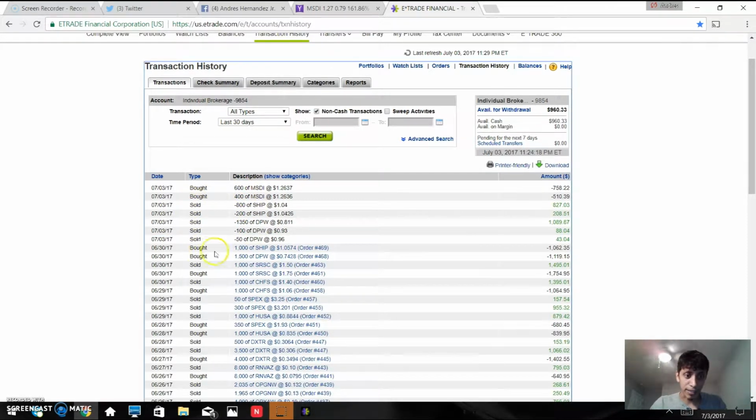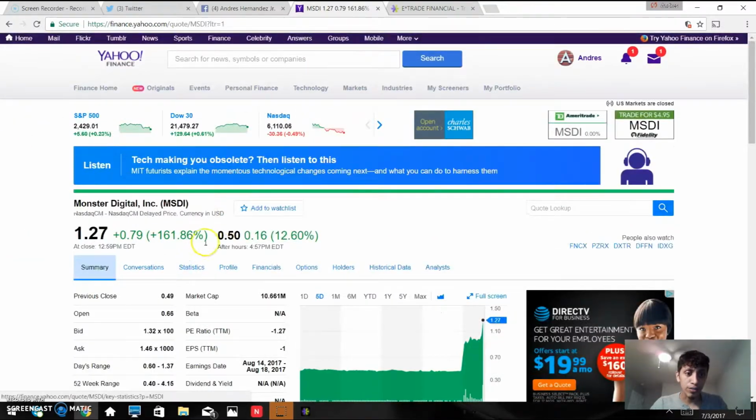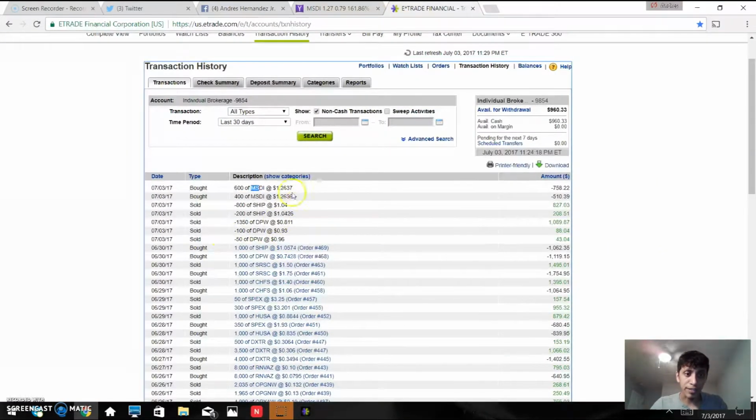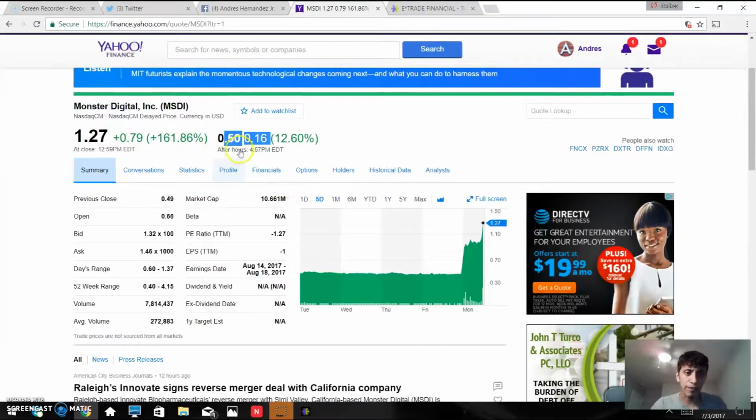As you can see, an example here would be what I bought today, which was 1,000 shares at 1.26 of MSDI, which after hours MSDI closed at 1.27. I bought in at 1.20, a little bit under 1.27, and then after hours it's gone up by 50 cents from my information. So that is crazy.